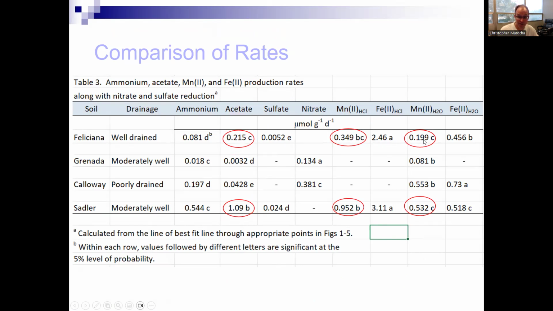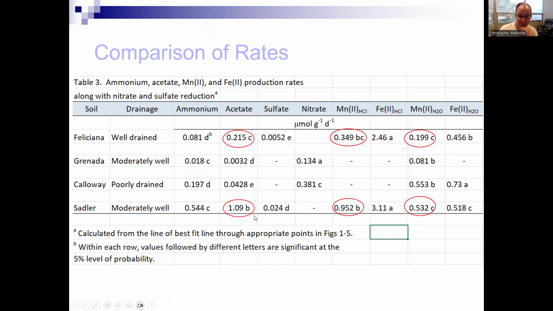in the HCl fraction. I didn't show that data, but we basically took acid extractable manganese and iron from the Feliciana and the Sadler. But it was no different. Notice similar symbols, 0.215, 0.119, 0.35, no different statistically, which means that the rates of manganese production, meaning manganese for respiration, and acetate production, in other words, fermentation, there's no difference between them, which would indicate that these processes co-occur, or they're decoupled.